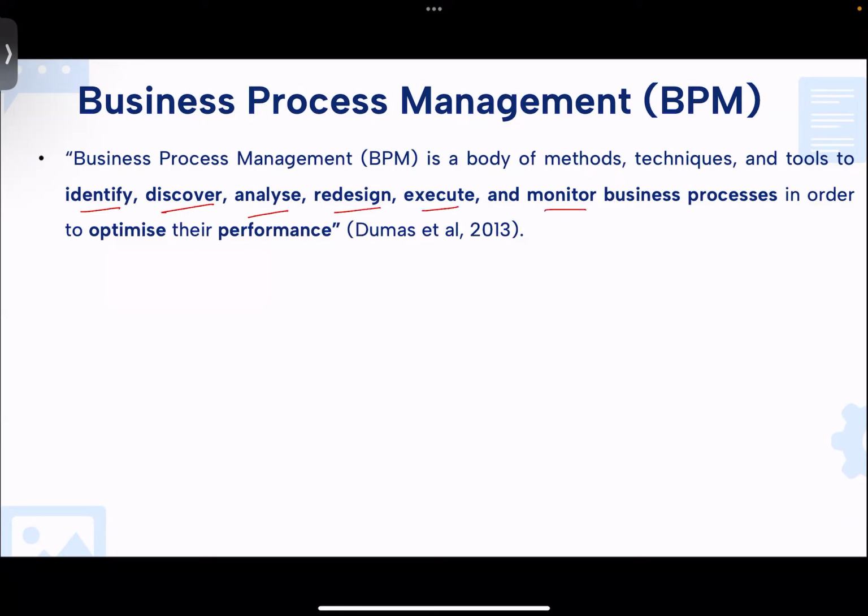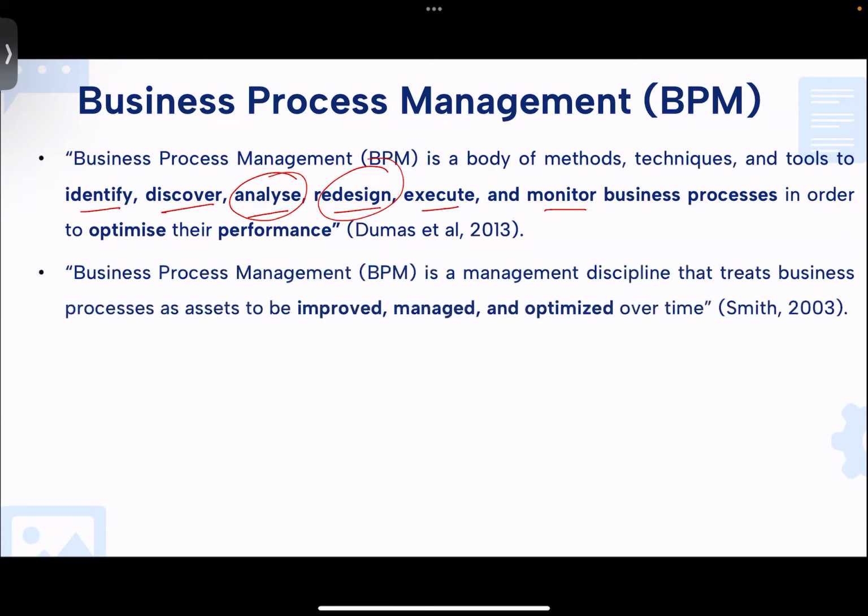This particular course's name is business process analysis and designing. Basically, within business process management, we have to do these activities. As I mentioned earlier, even though this course module is named business process analysis and designing, we are not going to focus only on analyzing and designing. We are going to focus on identifying, discovering, analyzing, redesigning, executing, and monitoring. We are going to learn about all of those things, as well as the different tools and techniques that we can use in business process management.